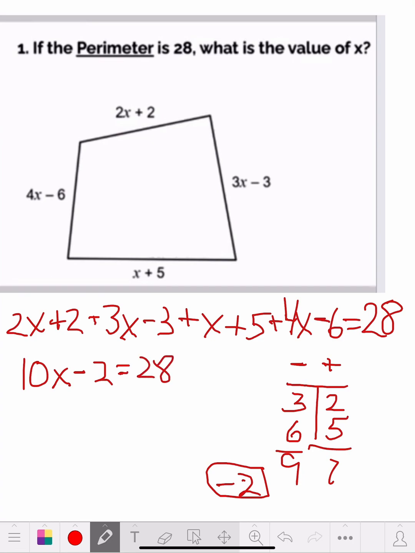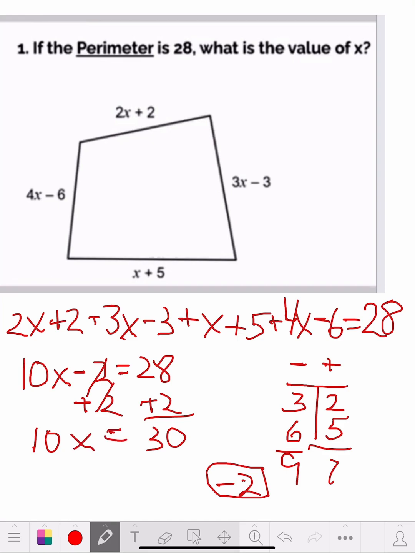Now we still got to get the x by itself. How do we get rid of the negative 2? We add 2 to both sides. What we do to one side, we got to do to the other side. We add 2 to this side. Let's bring it down. So we got a 30. These two cancel each other out. So we get 10x equals 30.